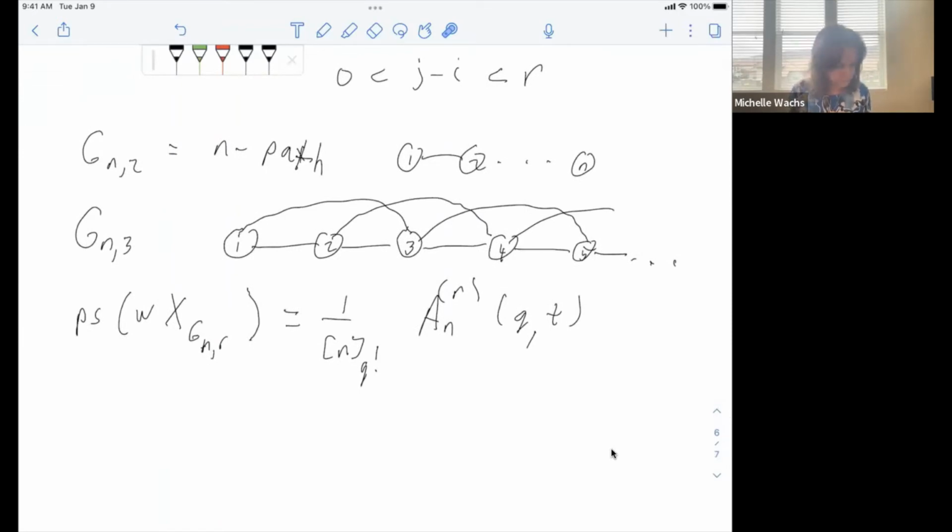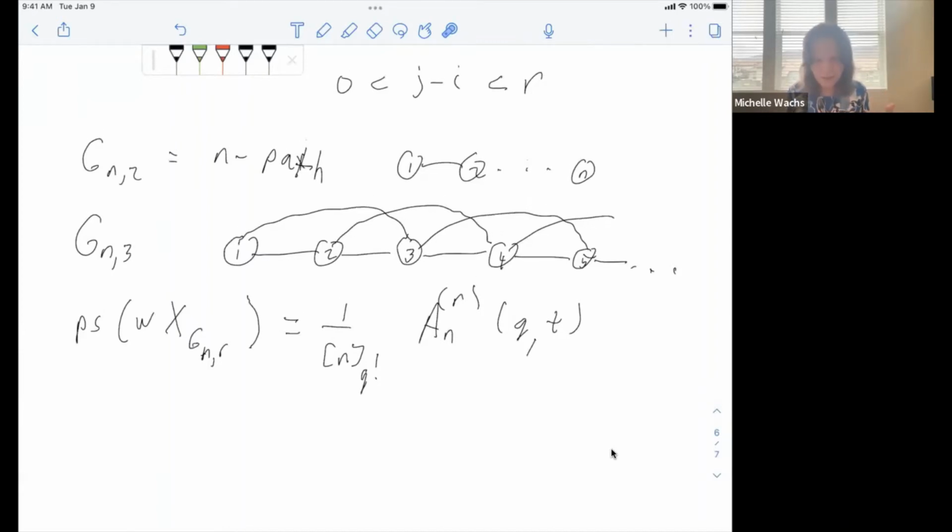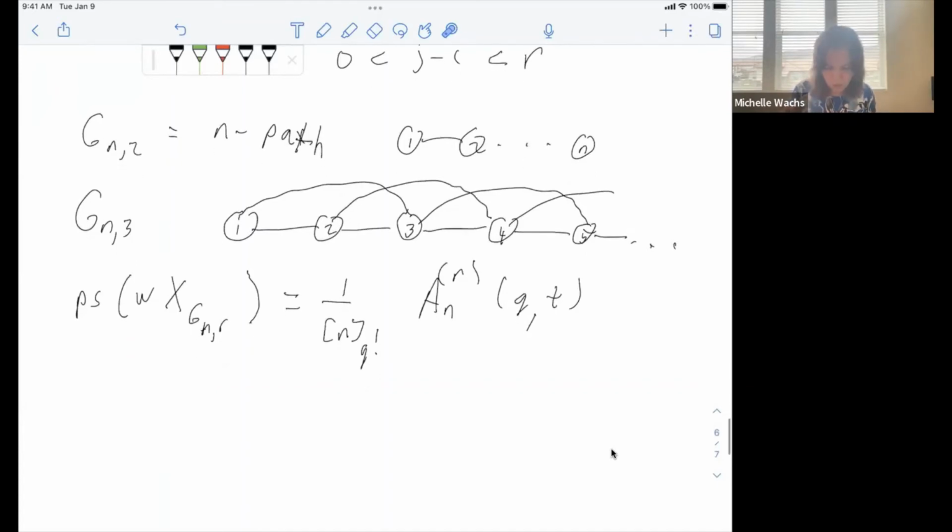Okay, so that's where these polynomials come from. They come from specializing omega of the chromatic quasisymmetric function. So in order to show that this is q-unimodal, what we need to know is that this is Schur unimodal.